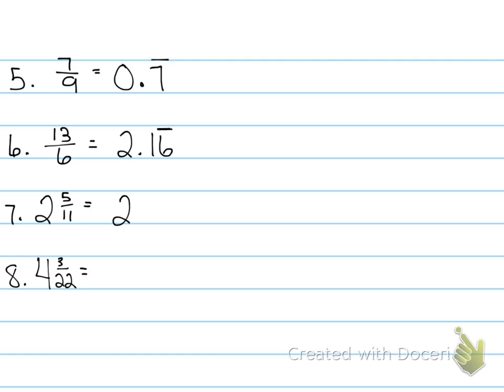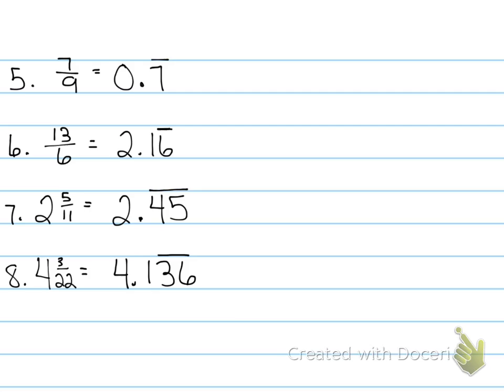What about number 7? 2.45 repeating. And which numbers are repeating? The 4 and the 5. So the bar goes above both. What about number 8? 4.136. Okay, and which numbers are repeating? Just the 3 and the 6. So if your bar goes above the 1, 2, then that's going to be wrong. Make sure you only put the repeating bar over the numbers that are actually repeating.